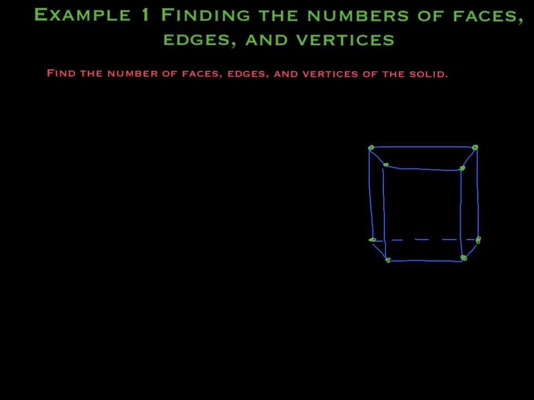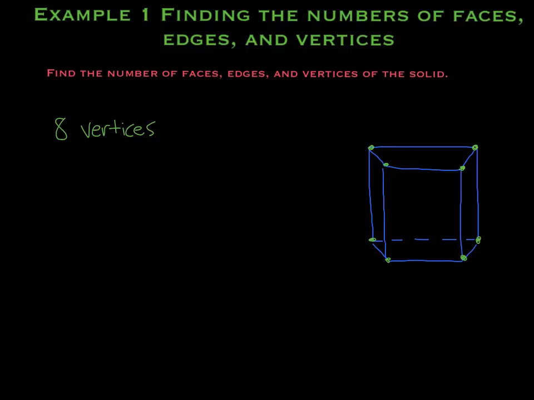So we have 1, 2, 3, 4, 5, 6, 7, 8. And just looking around the shape, you realize there's not any other ones there. So you can write that down. 8 different points. So that means there's 8 vertices. So that's our first step.